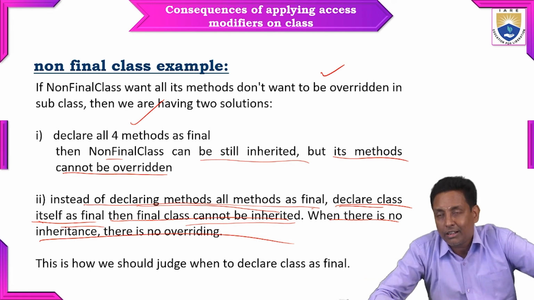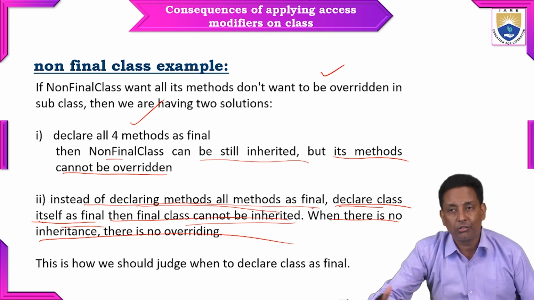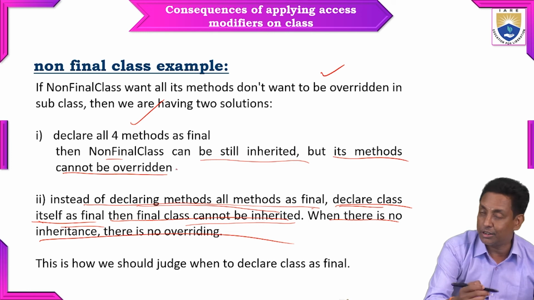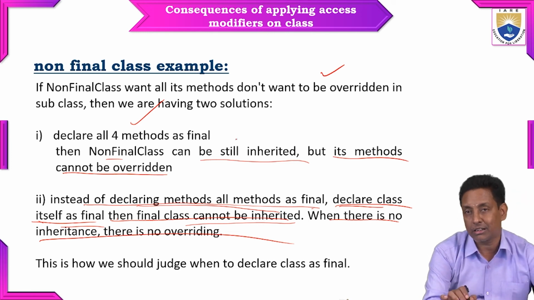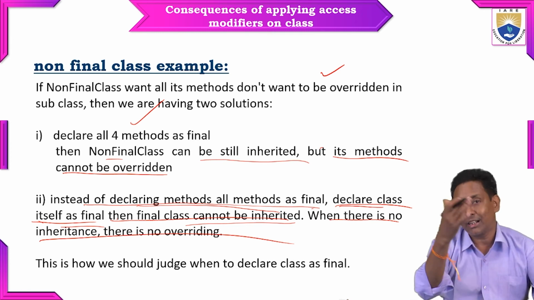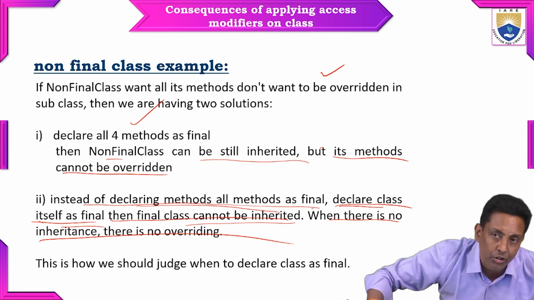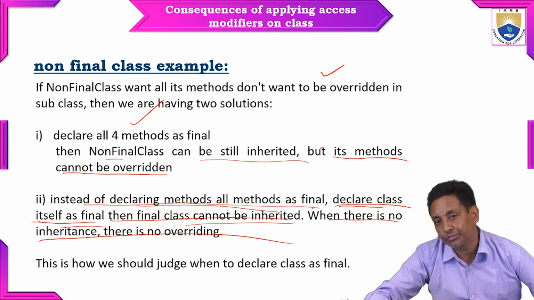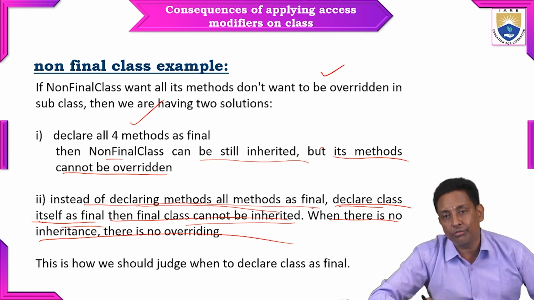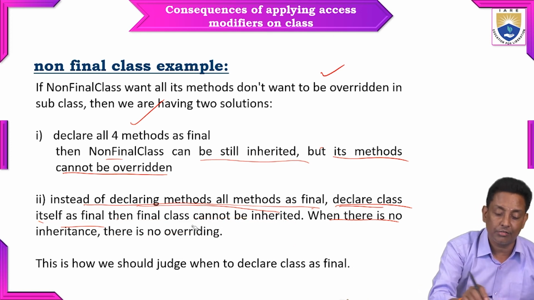Then the developer must take the responsibility to choose either of the choices. One is to declare all methods as final, as I showed previously. The class can still be inherited, but its methods cannot be overridden. Second, declare the class itself as final. A final class cannot be inherited, and when there is no inheritance, there is no overriding of the methods. This is how we should judge when to declare a class as final.